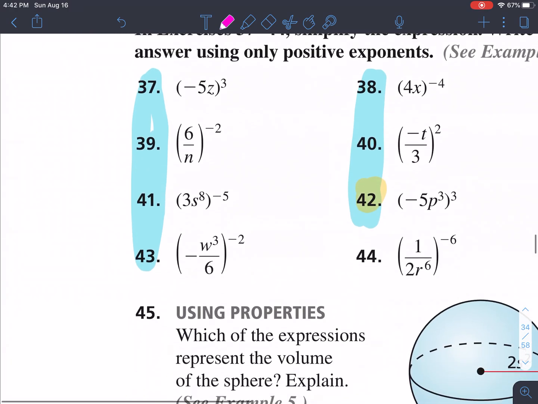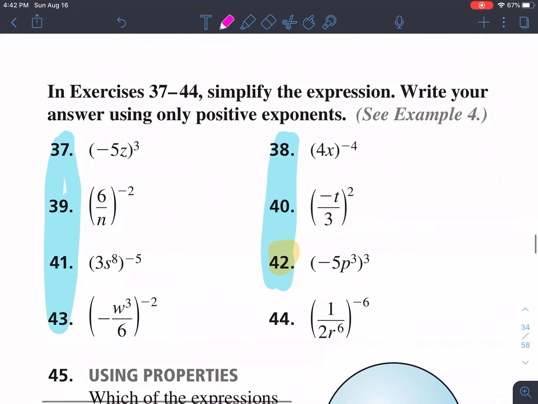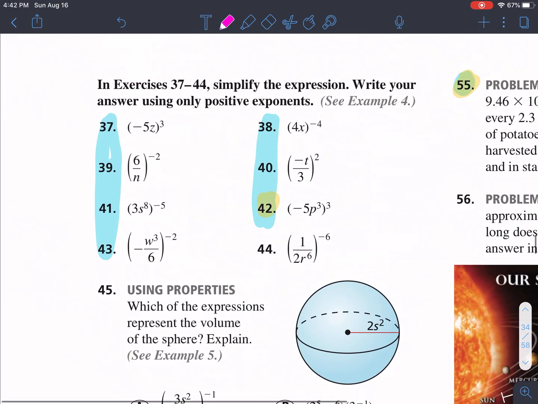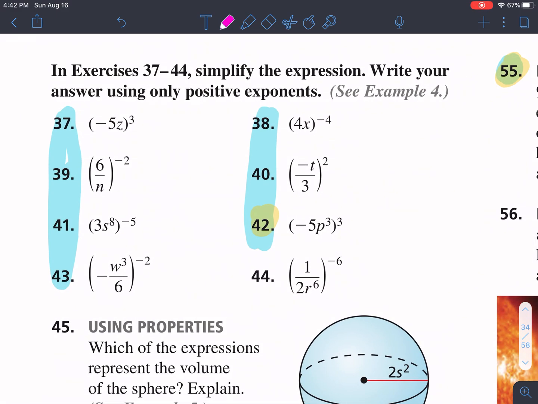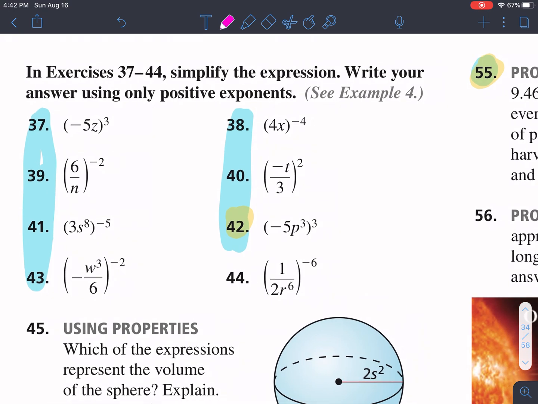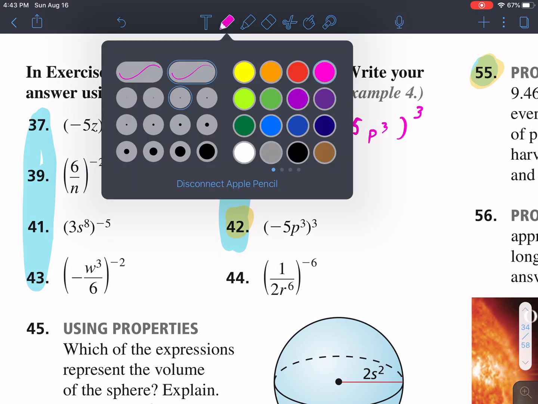All right. Next one. So now we're in the 40s. This should be day 2, or part 2. So here we're going to simplify the expression. You're going to write your answer using only positive exponents. Again, this is now a little more intense. Here we have parentheses. And remember, when we do parentheses, you're going to distribute that 3 using multiplication. So I'm going to rewrite it because I want it to look nicer. And like I said, you're going to distribute that 3.